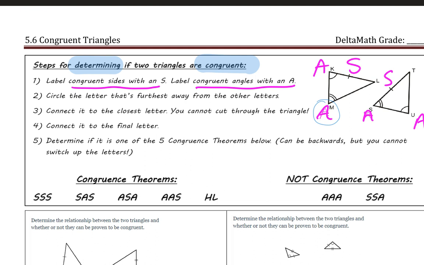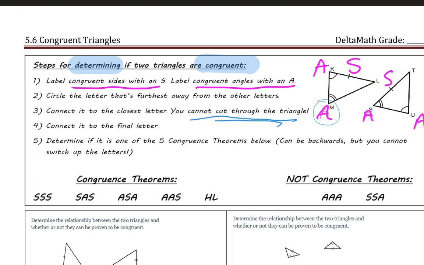Number 3, we are going to connect it to the closest letter. You cannot cut through the triangle. This is crucial. We cannot cut through the triangle. S might look like it's the closest letter, but we cannot cut through the triangle, so we can't go this way. We have to go this way. If I went this way, that's not the closest one. A is closer. That's a far distance. So the closest one is going this way.